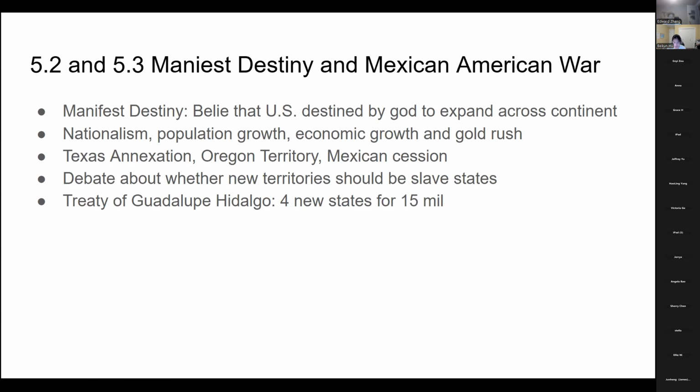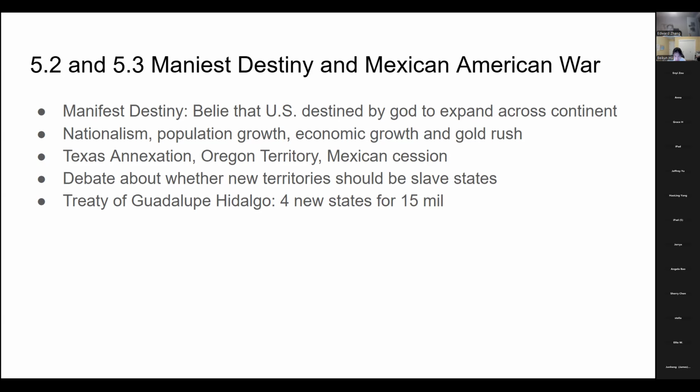So 5.1, 5.2, and 5.3 is all about Manifest Destiny and the Mexican-American War. So there's a typo here. Manifest Destiny was the belief that America was destined by God to expand across the continent, right? So this is one of the main factors that led to westward expansion, because they believed that they were supposed to be the ones that inhabit this. And this belief of Manifest Destiny was the first form of nationalism, where they all believe in their own common American identity.